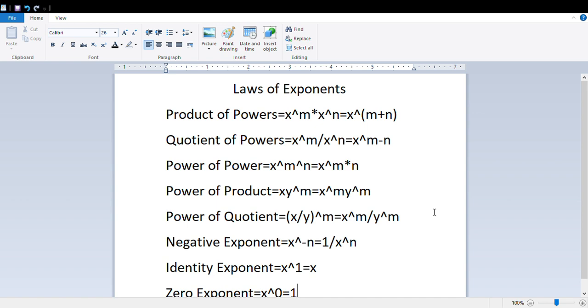After that, you have the power of a power rule. This basically means that when a power is raised to another power, you can multiply the exponents. After that, you have the power of a quotient rule, which states that when a fraction is raised to a power, multiply the numerator by the power and the denominator by the power. And then after that, you have the negative exponent rule, which basically says that if the variable has a negative power, the variable moves across the fraction bar and becomes positive.